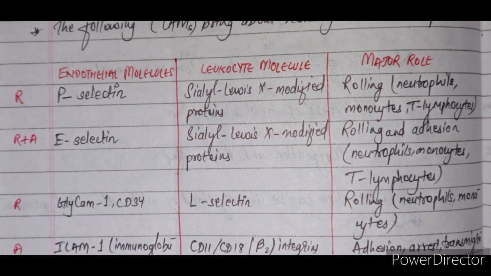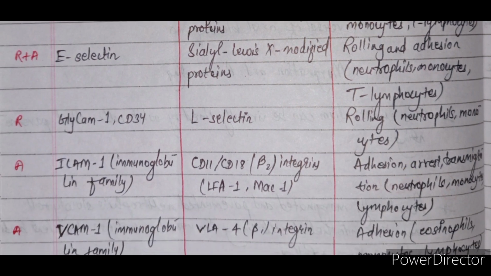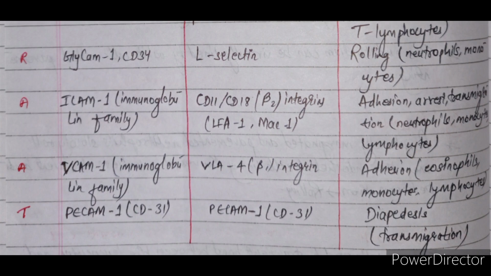Now let's see their role or function. The function of P-selectin is rolling, E-selectin is rolling and adhesion. The function of glycam-1 is also rolling, the function of ICAM and BCAM-1 is adhesion, and the function of PCAM is diapedesis, that is transmigration.